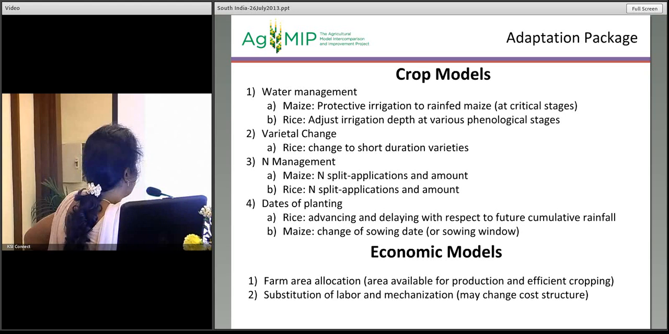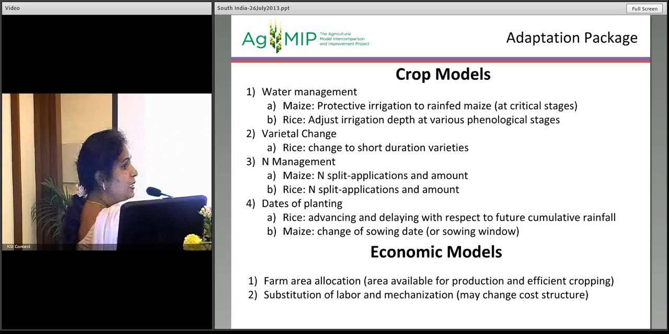And then varietal changes. As far as rice is concerned, we try to change to some short duration varieties, considering the delay in onset of monsoon that's happening quite often. And then nitrogen management, we think of split application and also varying the amount in both cases, maize and rice. And coming to dates of planting, either advancing or delaying the planting dates depending upon the model results. And in the economic model, we try to have farm area allocation.